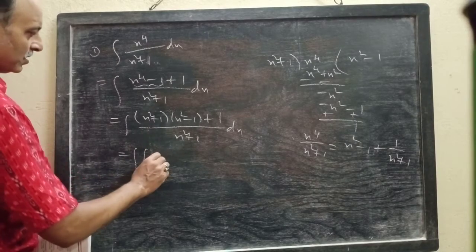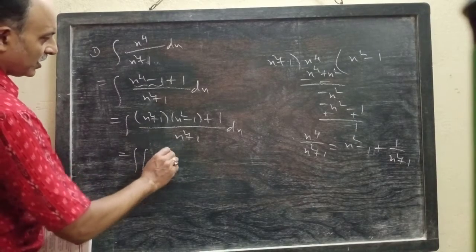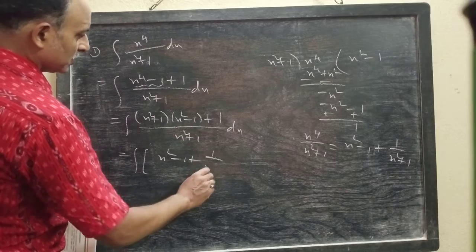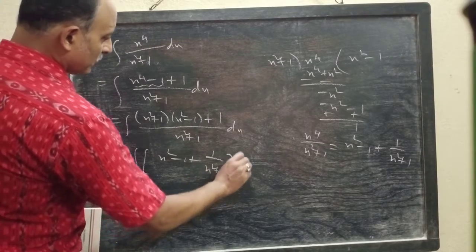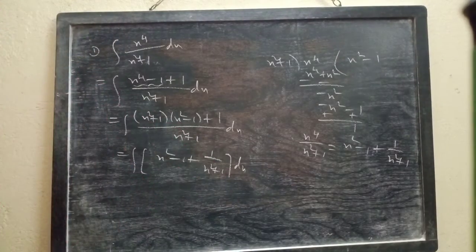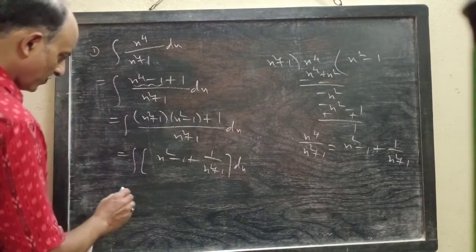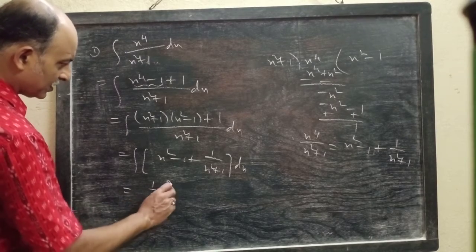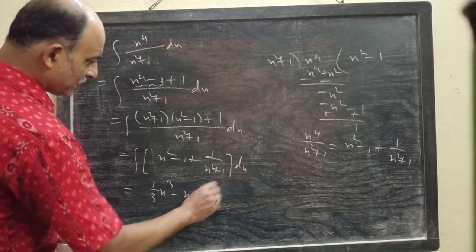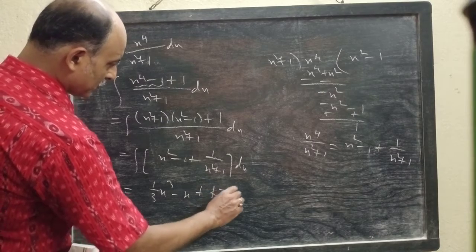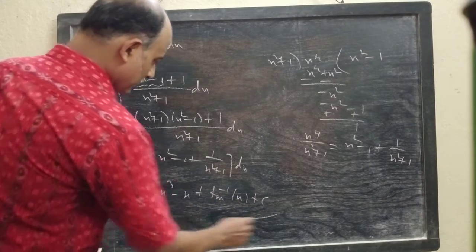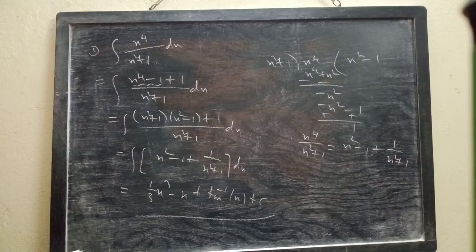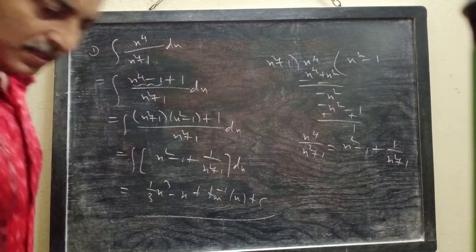Then you get, this will be cancelled, so you get x square minus 1 plus 1 by x square plus 1 dx. Look, same expression. Now it is ready to integrate. X square dx integration will be 1/3 x cube. This will be minus x and this is tan inverse of x plus c. This is your answer. Next question.